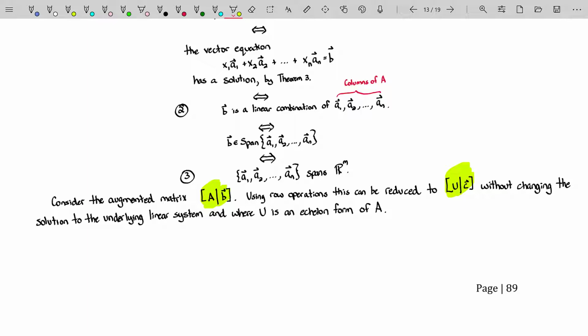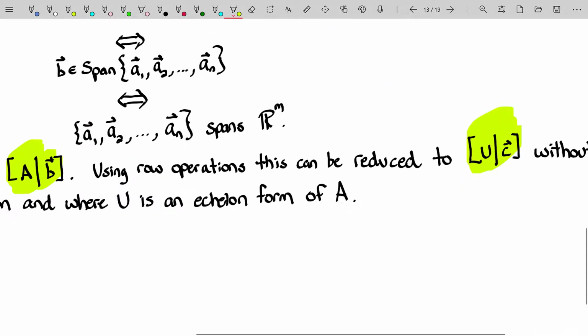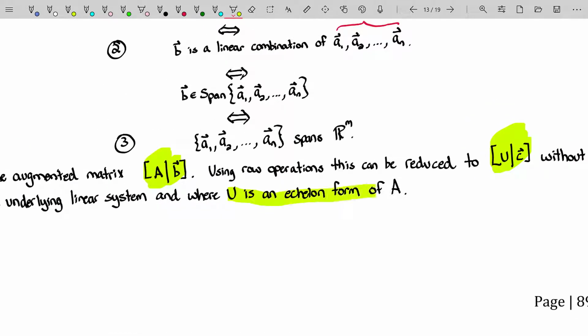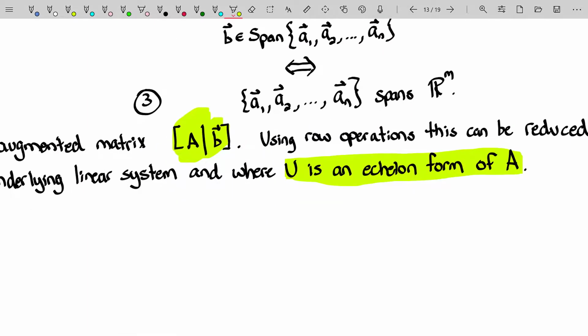And we can go ahead and do that row reduction until we reach an echelon form. So U is going to be an echelon form of A. So we have basically traded out our original augmented linear system through elementary row operations for a new augmented matrix.